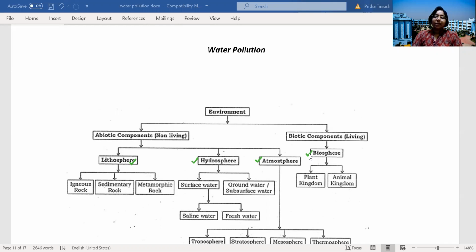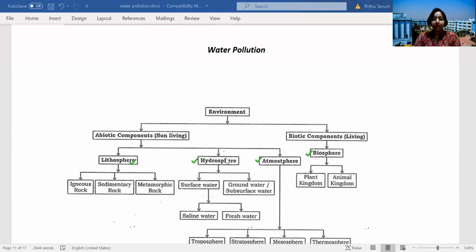And today, in the water pollution part, first of all, we have to know very well about the hydrosphere. Hydrosphere means the sphere of water. So the hydrosphere includes all types of water resources like ocean, polar ice and glaciers, underground water, freshwater lakes, saline lakes, inland seas, soil moisture, rivers, streams, and water vapor. So all these things are part of the hydrosphere.